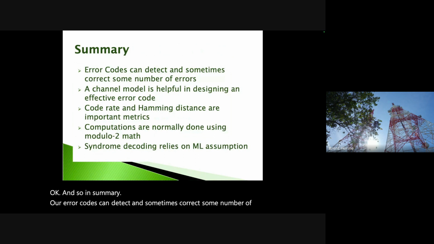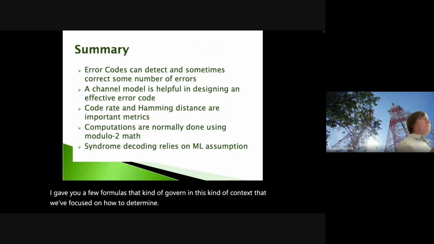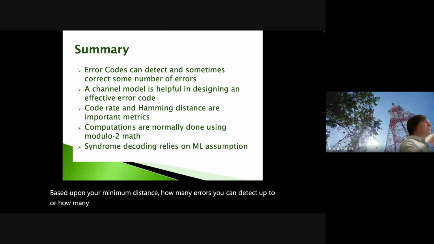Okay, and so in summary, our error codes can detect and sometimes correct some number of errors. I gave you a few formulas that govern this kind of context we've focused on, how to determine, based upon your minimum distance, how many errors you could detect up to, or how many errors up to you could detect versus correct, right?